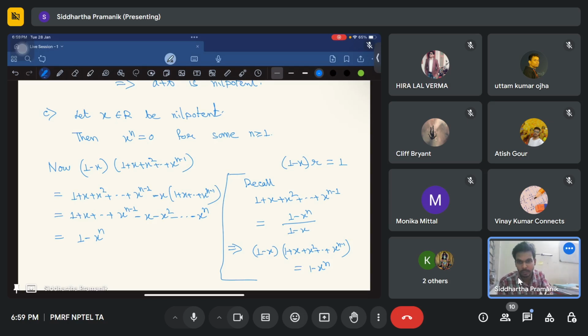Okay, I hope you have understood this. Now x power n is 0. So this is just 1. So we have found an element whose product with 1 minus x is 1. So 1 minus x is a unit. Is it okay?